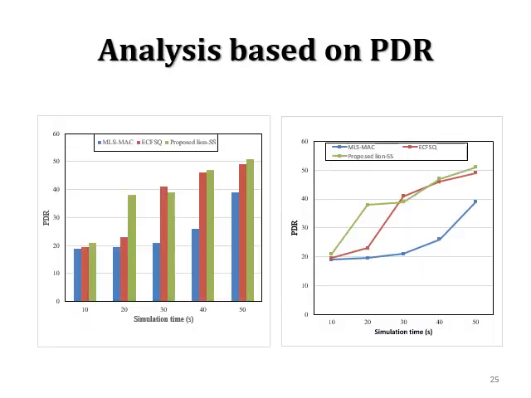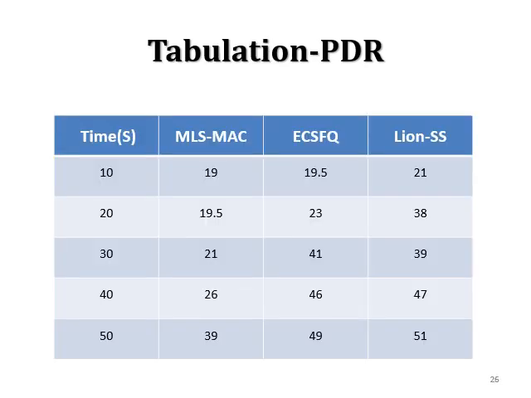And this is the analysis for packet delivery ratio. The packet delivery ratio is high when compared to the other two systems. In this table column, we can see that for 50 seconds, the packet delivery ratio for line SS is 51, whereas compared to the other two, the packet delivery ratio of line SS is high.